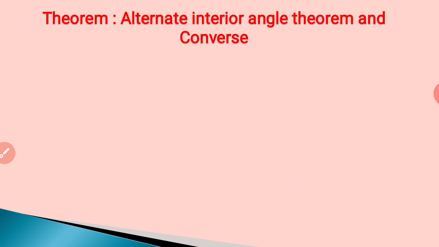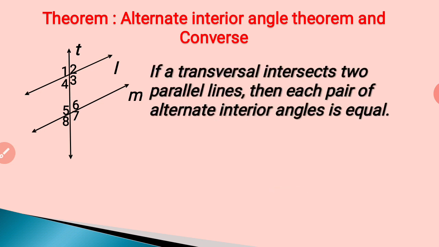Next set, that is the alternate interior angle theorem and its converse. If a transversal intersects two parallel lines, then each pair of alternate interior angles is equal. So we are told that the lines are parallel. We conclude that the alternate interior angles are equal.